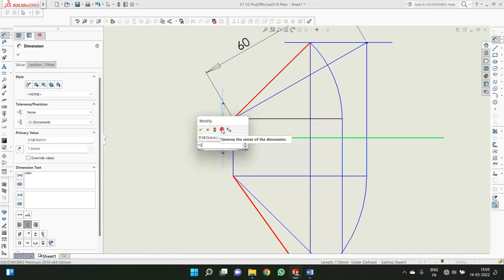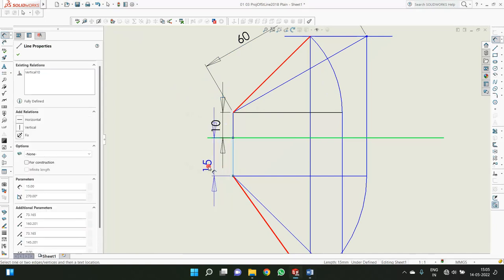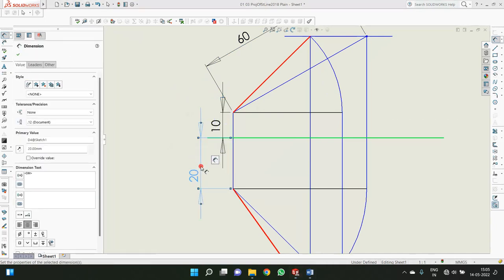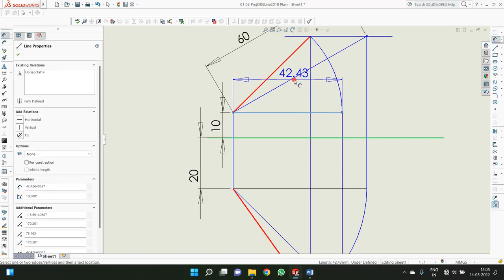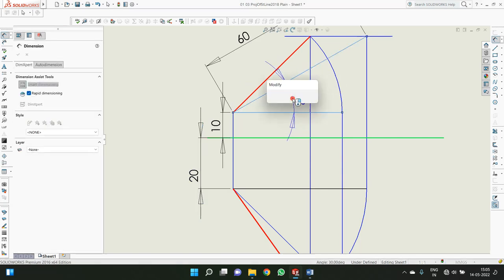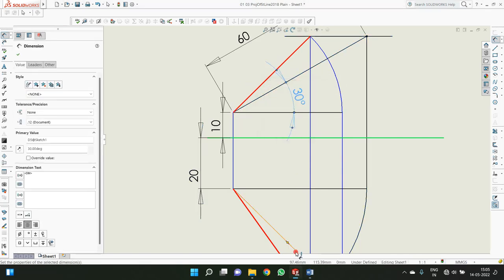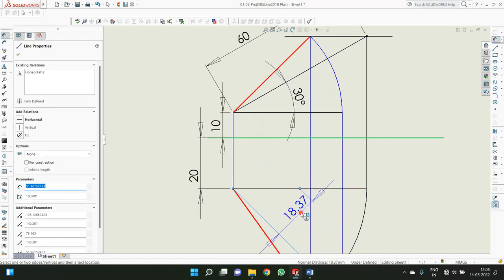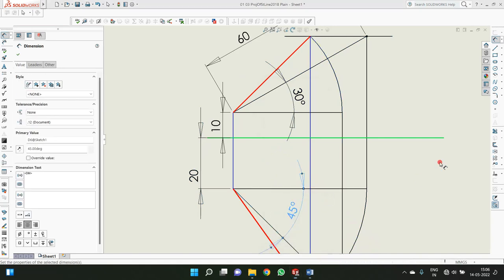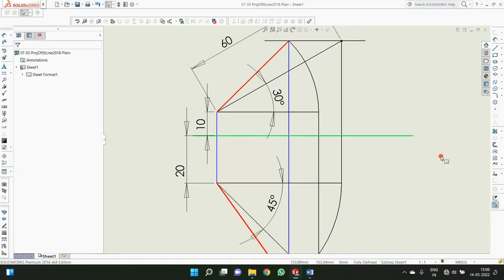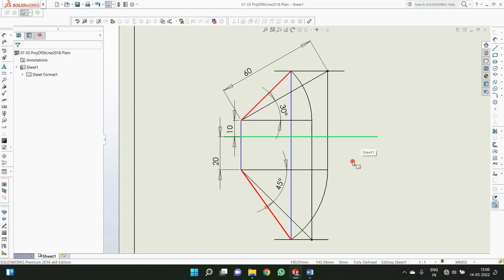10 above, 20 in front, theta 30, pi 45. So now we got the solution actually. Probably I would have taken 15-20 seconds, that's it. So this is the solution for the first problem.